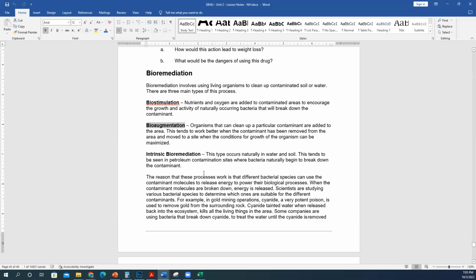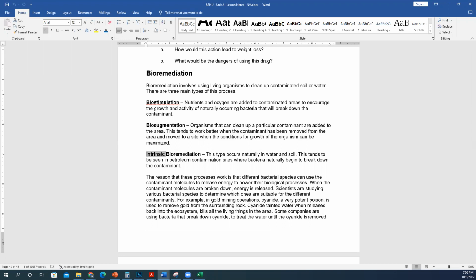Then you have intrinsic bioremediation. This is where it takes place naturally in water and soil. Sometimes you see this in contaminated sites where, after a certain time, bacteria naturally begin to grow and break down the contaminants. So the bacteria carrying out the bioremediation are intrinsic to that environment.